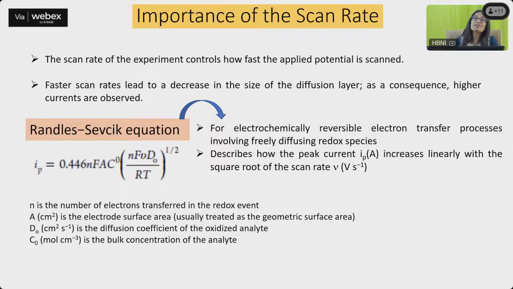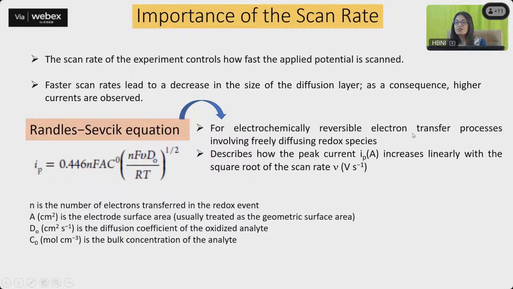Here the scan rate is very important. When you are recording a CV, the scan rate controls how fast the applied potential is scanned. A faster scan will lead to a decrease in the size of the diffusion layer, and as a consequence you will see a much higher current. And this is given by the Randles-Sevcik equation. You can see this Ip, or the current which you observe over here.